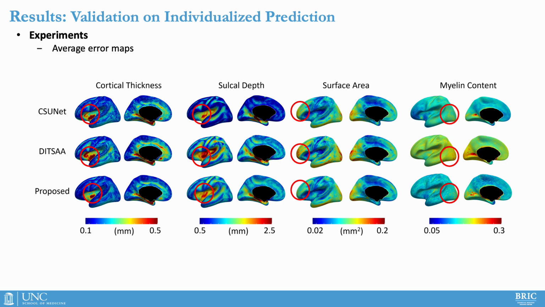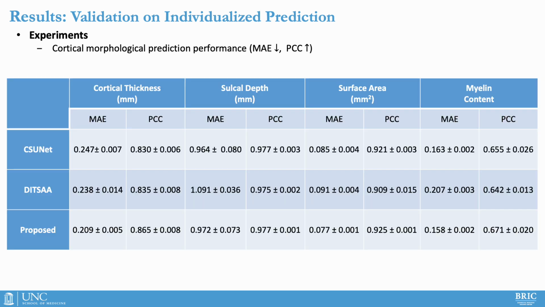Then we validated on individualized prediction. The visualized average error maps show that our proposed method has superior results to other competing methods with lower errors. The quantitative results also show superior performance of the proposed method to other networks.